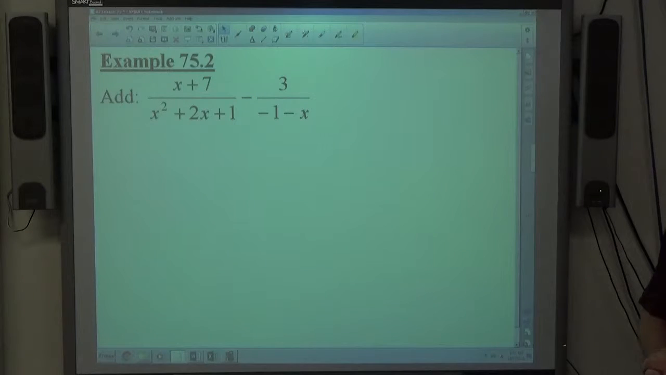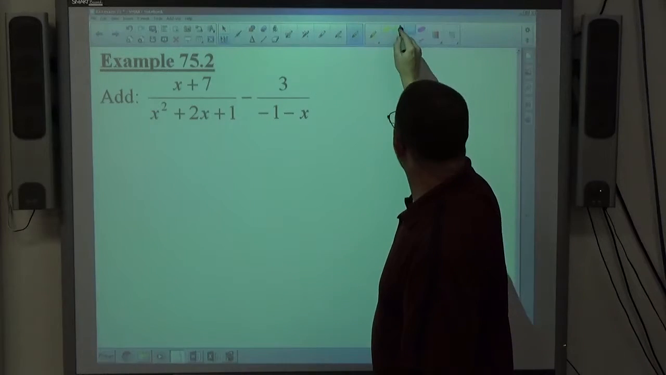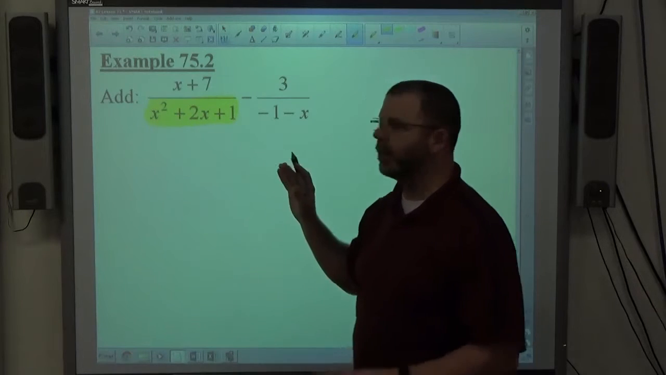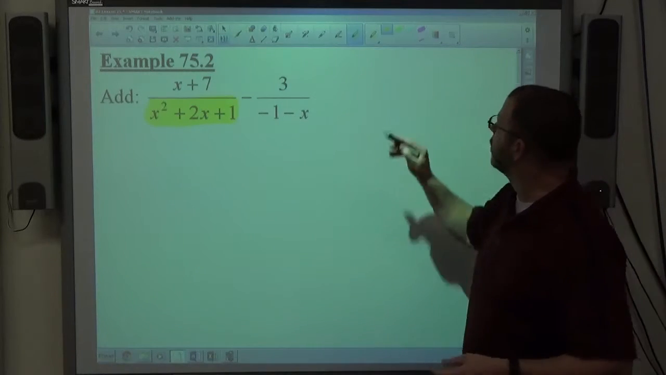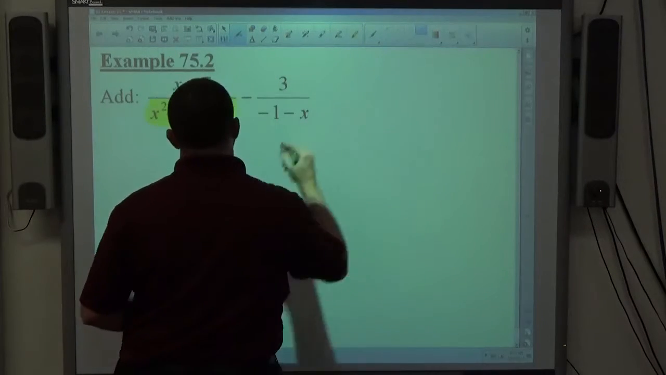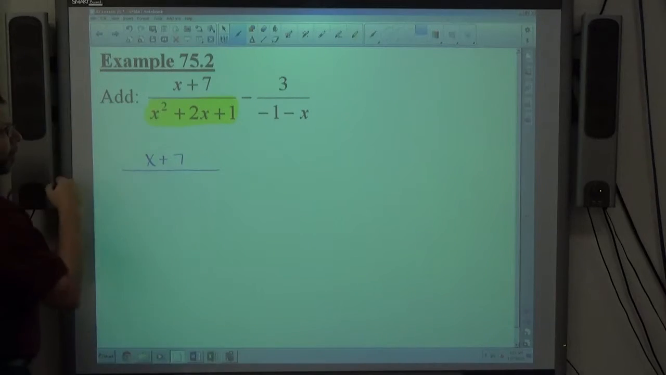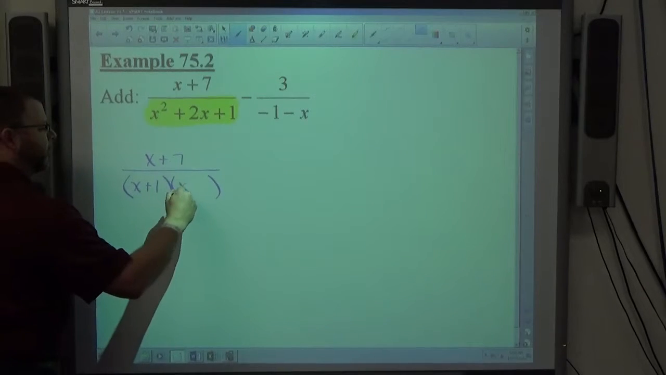Okay, for example 2, x plus 7 over x squared plus 2x plus 1 minus 3 over negative 1 minus x. So once again, starting off with a quadratic trinomial, I'm always considering if I see x squared in a trinomial sense, I can possibly factor this thing. And if I can, it might make the problem easier. So x plus 7 is perfectly fine the way it is on top. X squared plus 2x plus 1 is going to be x plus 1 times x plus 1.